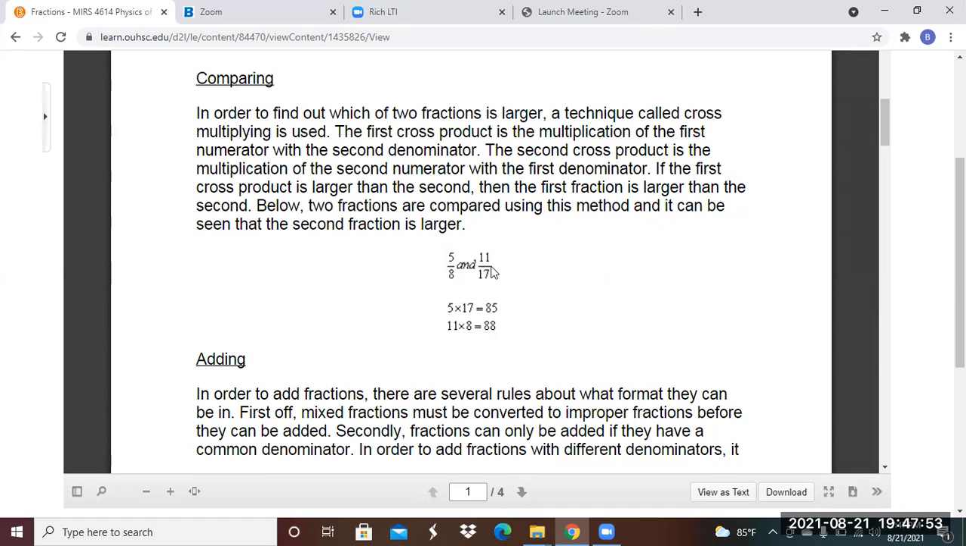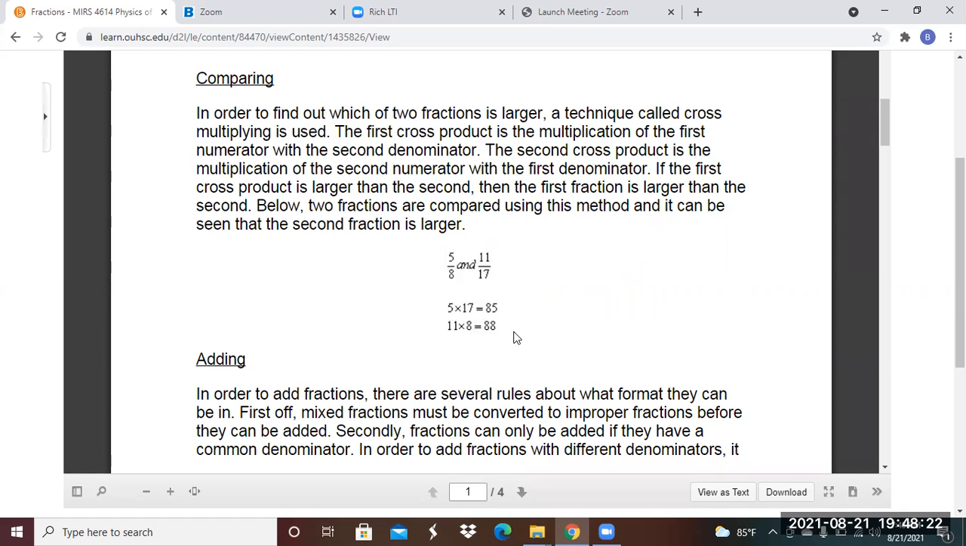So let's take an example. You've got two fractions here that are compared, and it looks like the second fraction is larger. So, is 5/8 or 11/17 the larger fraction? Well, if we cross multiply, we take this and this, and come up with 85. We take this and this, multiply that together, and we come up with 88.